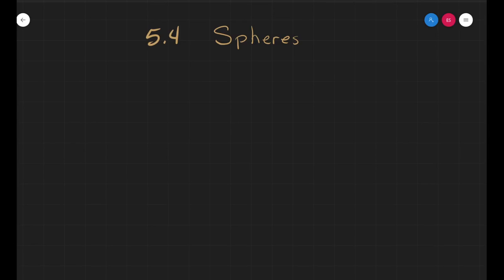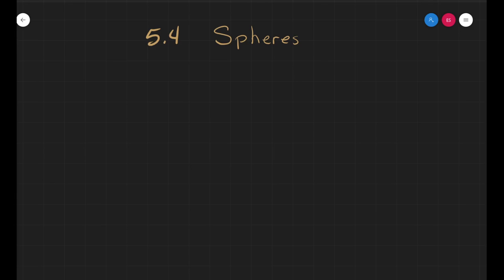Today we are going to be talking about the last different solid shape that we're going to talk about in this unit, and that is the sphere. It behaves a little bit differently than some of the other solids, so that's why we saved it for last. But it is one of the most common solid shapes that we are going to find.